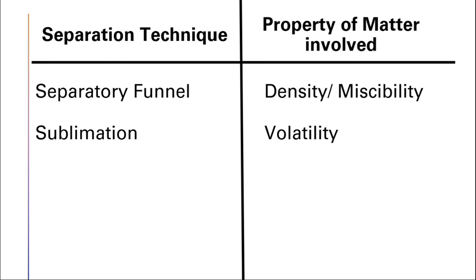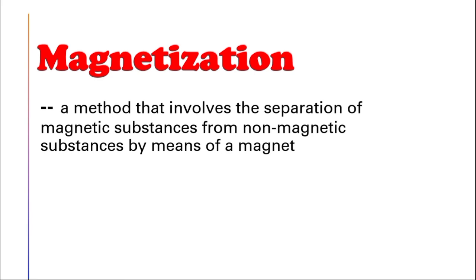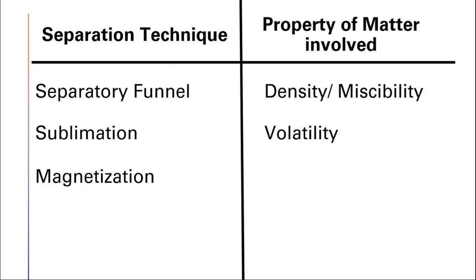Okay, next separation technique is magnetization. Ito madali rin lang to. A method that involves the separation of magnetic substances from non-magnetic substances by means of a magnet. Gumagamit lang tayo ng magnet. Kasi may mga substances, for example, mga iron filings, mga bakal, na pwedeng ma-attract sa magnetic field. Okay, so presence ng magnetic field yung property ng substance na meron tayo dun sa mixture. Like for example, yung iron filings, yun yung gagamitin natin to separate it from other substances na hindi magnetic.